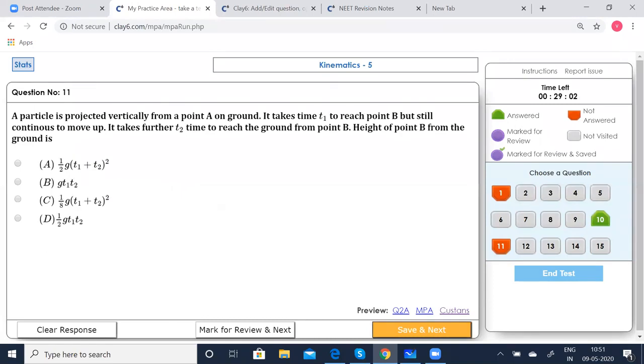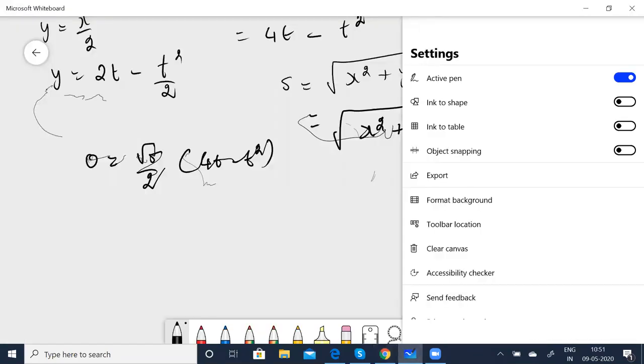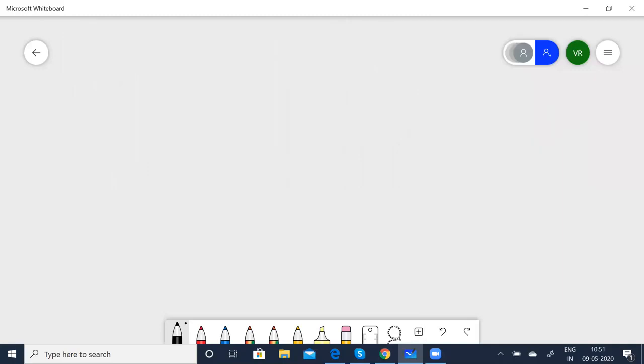A particle is projected vertically from a point A on the ground. It takes time t1 to reach point B, but still continues to move up. It takes a further t2 time to reach the ground from point B. The height of point B from the ground is? This is quite easy. Let us take the time taken for the particle to reach the highest point as (t1 plus t2) by 2.